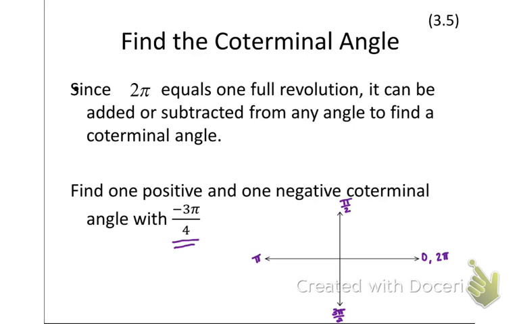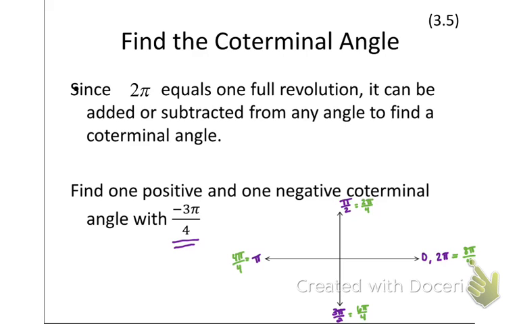Now, since we're trying to graph negative 3 pi over 4, I recommend going back and converting all of these and rewriting them so that they have a denominator of 4. So we can write 2 pi as 8 pi over 4. We can rewrite pi over 2 as 2 pi over 4. We can rewrite pi as 4 pi over 4. And we can rewrite 3 pi over 2 as 6 pi over 4.